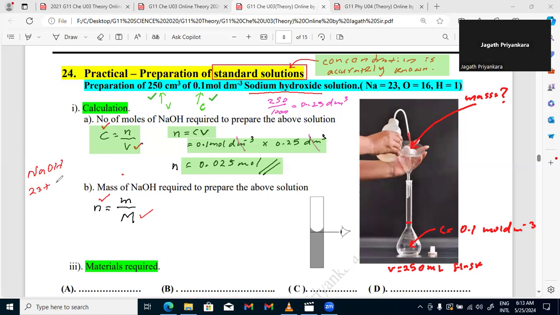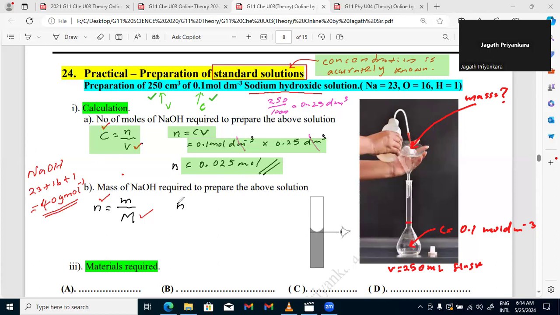The second time I am doing this, because this part is a bit important. You can do this calculation separately in your paper on the preparation of solution. Find the moles and concentration. So for NaOH the total is 40. So what is the molar mass of NaOH? 40 grams per mole.